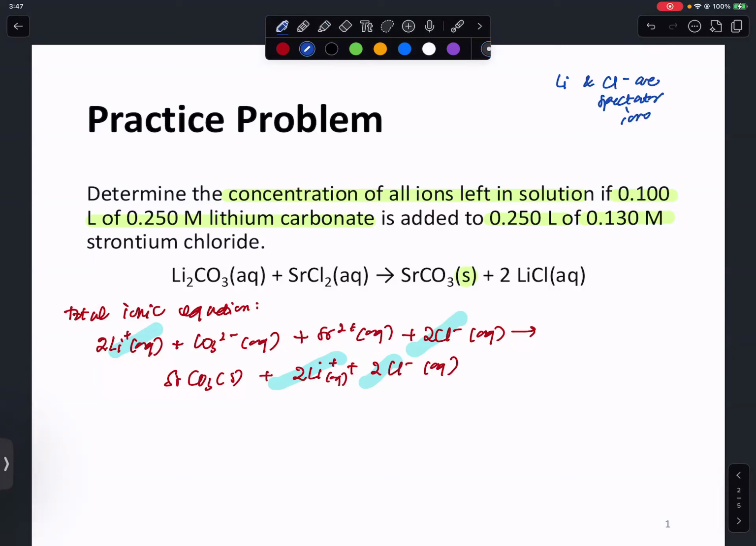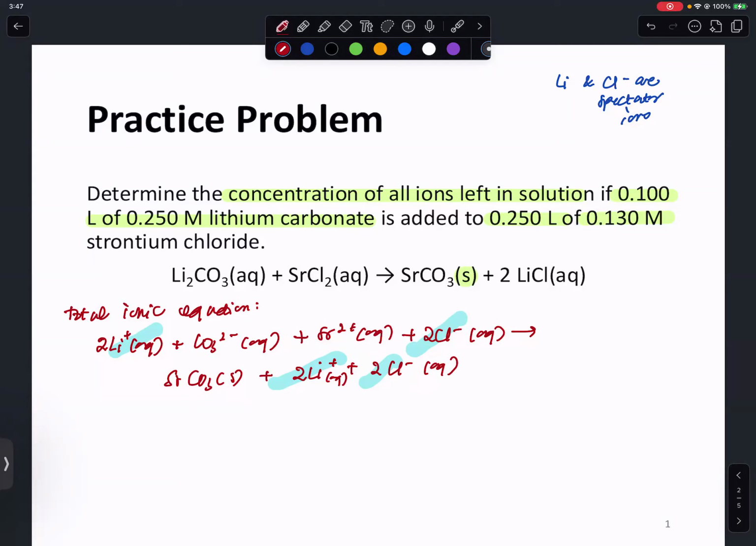And we need also to write the net ionic equation. From the net ionic equation, we will be able to determine the limiting and the excess reactant. The limiting reactant will not be present in solution because it's going to be consumed, so its concentration is going to be 0. And the excess, we will calculate as we've been calculating it all along this chapter.